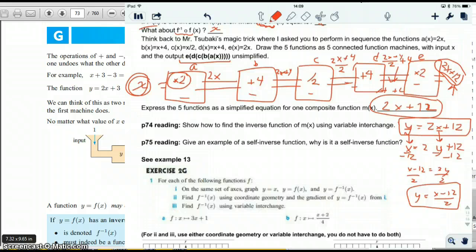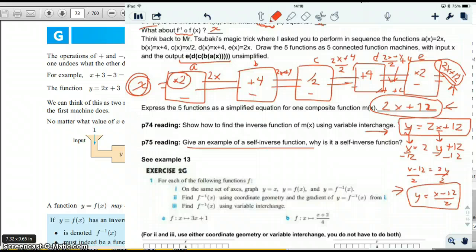Let's try that out. You start out thinking 17. Then you multiply it times 2, you get 34. And then you add 12, and you get 46. And then you say, Mr. Tsubaki, my second number is 46. Figure out my first number. Then I take 46, I subtract 12, I get 34, I divide by 2, and I get 17. I say, is your number 17? And he said, why, yes, it is. Okay. So that's how you find an inverse function using variable interchange. You change the x to y, you change the y to x, and then you solve for y.